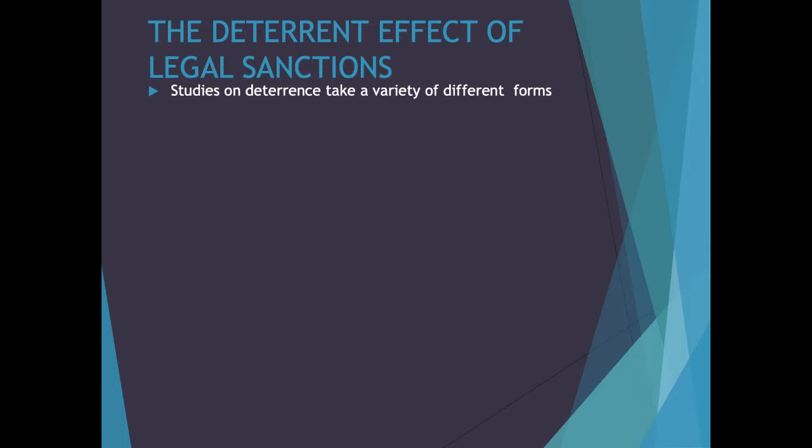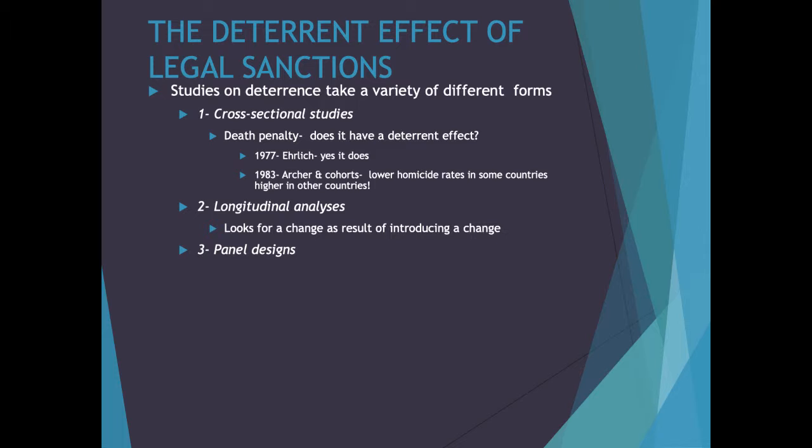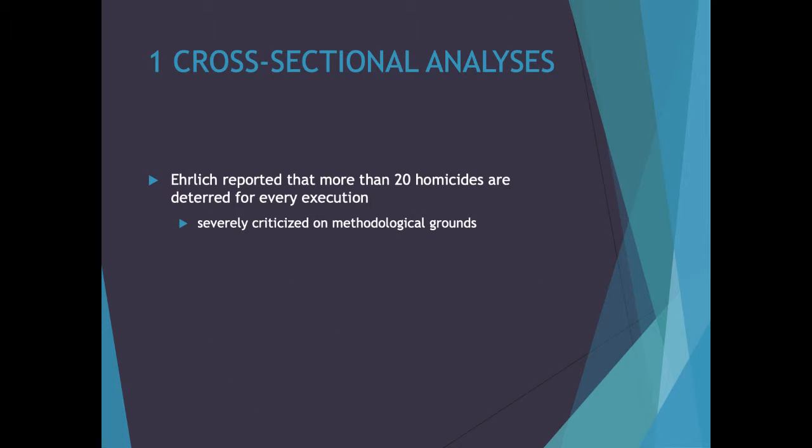All right, the deterrent effect of legal sanctions. There have been studies on deterrence, and they take a variety of different forms. You have your cross-sectional studies, for example, looking at the death penalty to see if it has an effect. You have your longitudinal studies, which look for a change as a result of introducing the change, and panel designs, which follow separate units over time. There's also meta-analysis, which studies published evaluations.